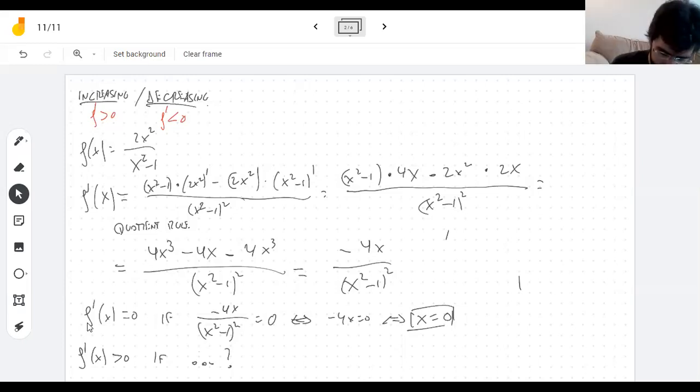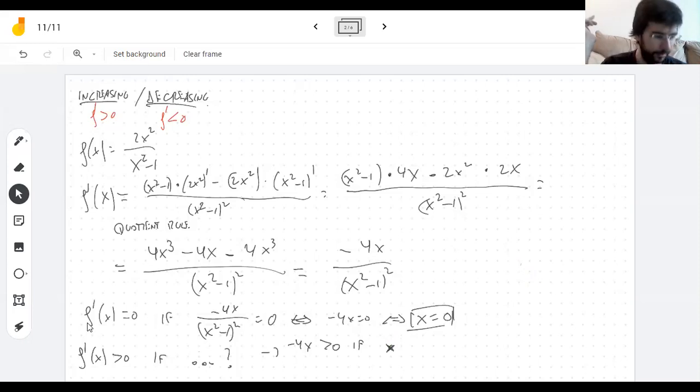So I'm just looking at this formula and trying to figure out which values of x give me a positive number. So when is the numerator positive? When is negative 4x a positive number? Like before, in the negatives, like before zero. In the negatives, exactly. Thank you, Dustin.